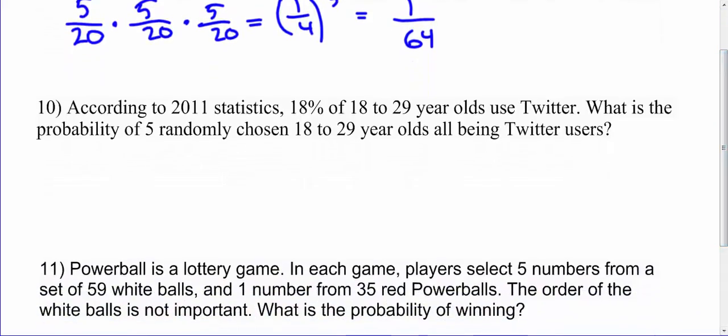So 1 out of every 64 times that would happen. 3 straight numbers that are 5 or less. Okay, in 2011, old news and probably not accurate numbers anymore, but 18% of 18 to 29-year-olds were on Twitter.